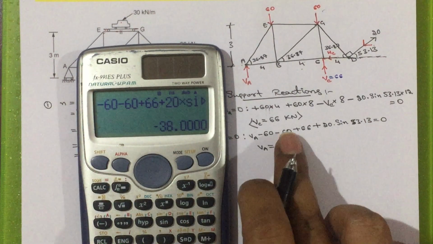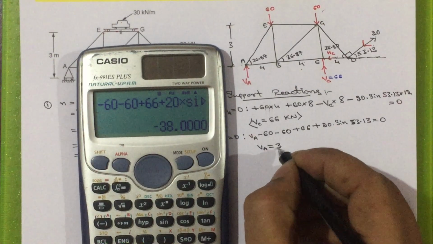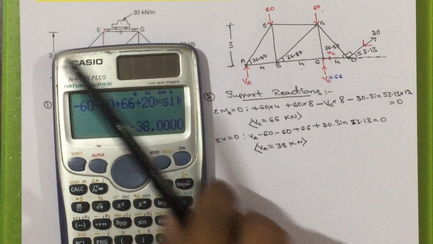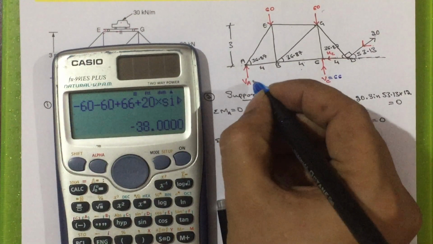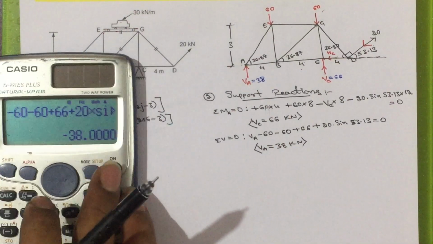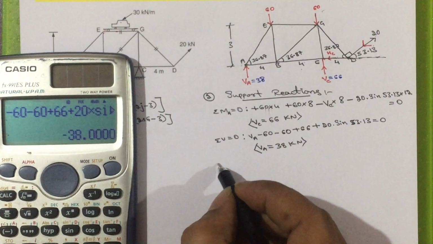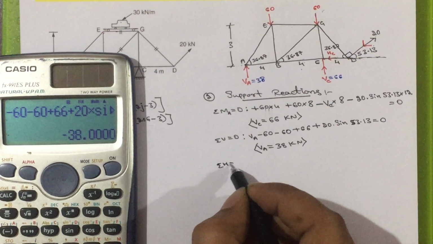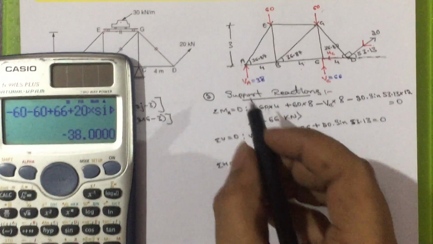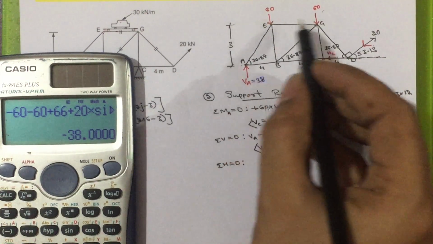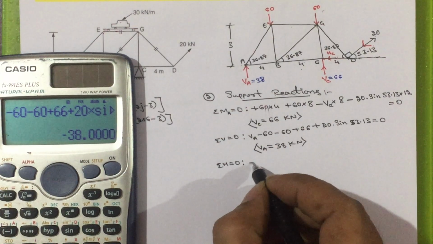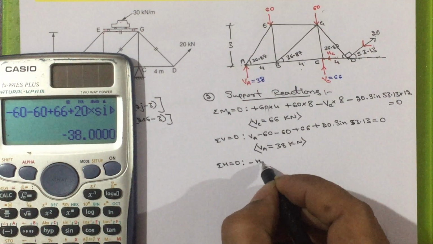So you are going to get minus 38. If it goes that side, it will become plus 38 kilonewton. So update the value. Okay. Then sigma H is equal to 0. Only the horizontal forces. It is vertical, leave it. Then it is horizontal, that is minus Hc.